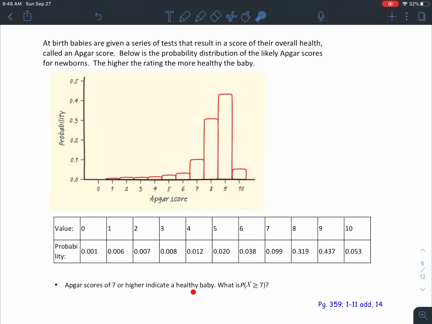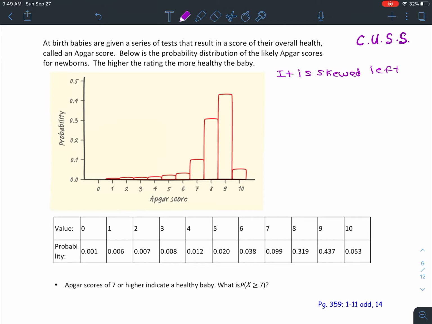So here's what we're asked to do. It wants us to mention that APGAR scores of 7 or higher are where a healthy baby should be falling. Before we calculate this probability, this is great review from chapter 1, we're going to describe this probability distribution looking at the graph. And again, we're just going to run through that CUS acronym.